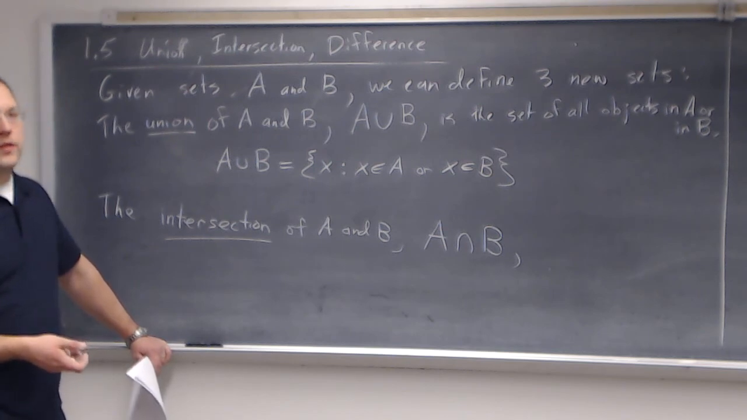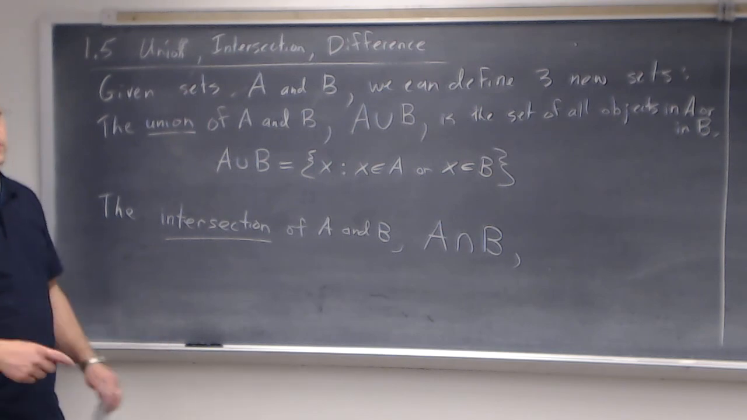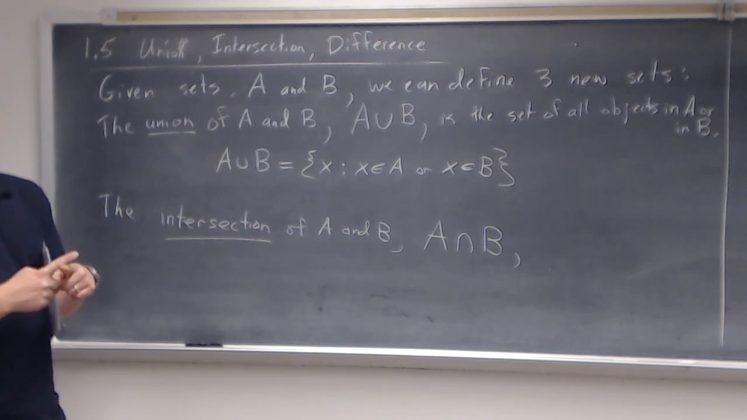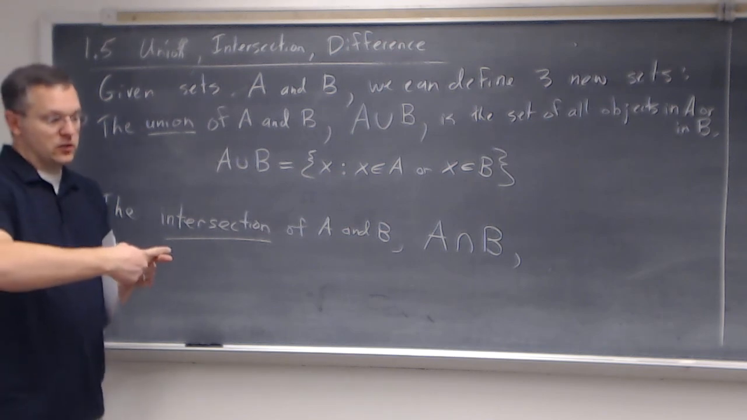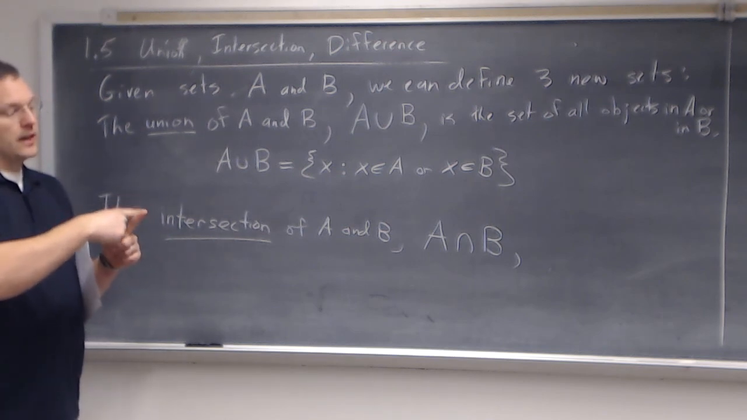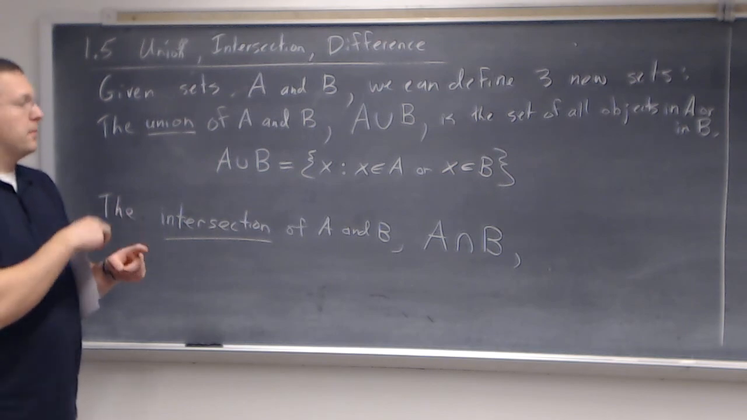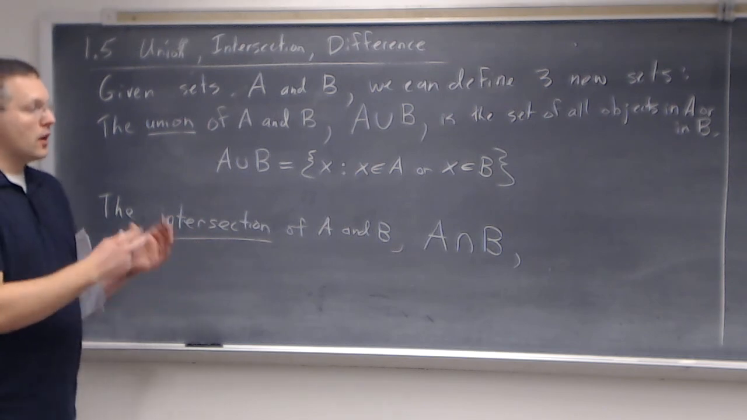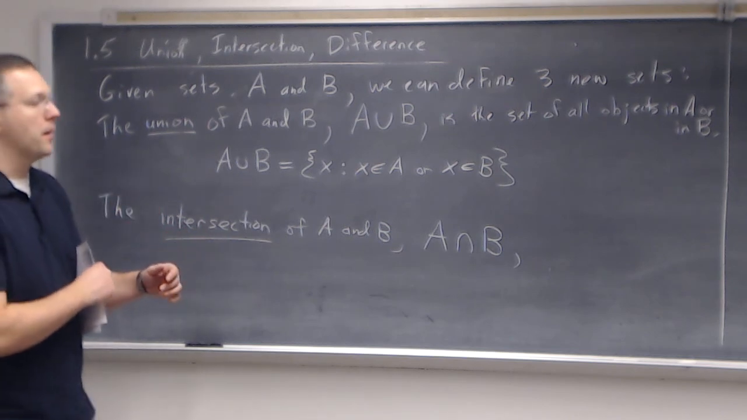Think about when you're driving a car and you pass an intersection. An intersection is where two roads overlap. You're driving on one road, and an intersection is where another road overlaps it. Think of it as where these two sets overlap. What are the things that are in both sets at the same time?